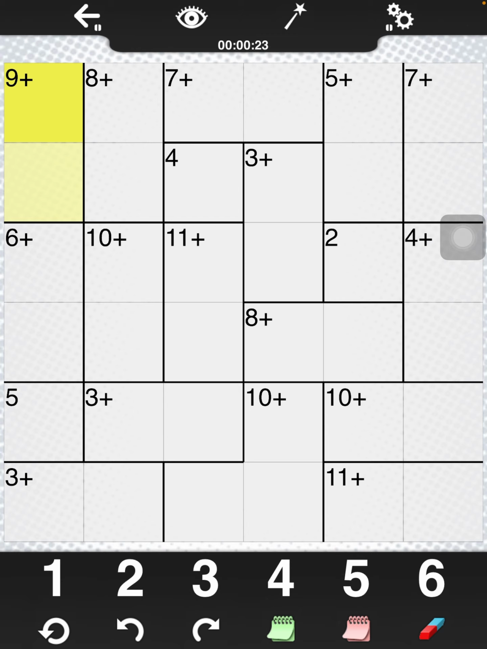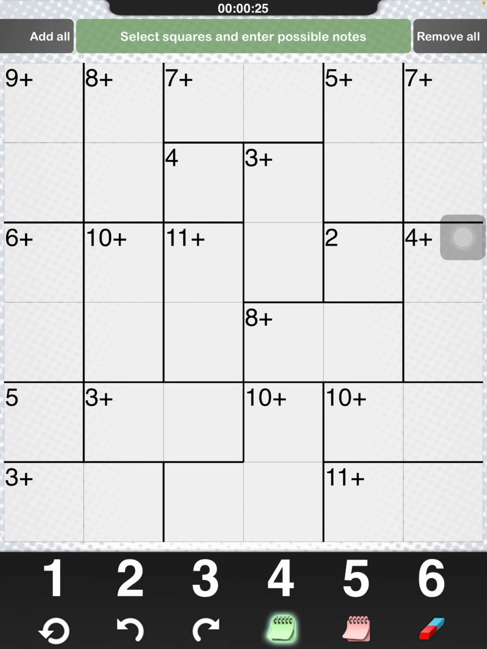So first thing we're going to do is write down our possible notes. Green is highlighted, which means I'm looking for the select squares and enter possible notes. So first I have these two squares that add up to 9. I can use 3 and 6, or 4 and 5. These two cells add up to 8. My choices can be 2 and 6 or 3 and 5.